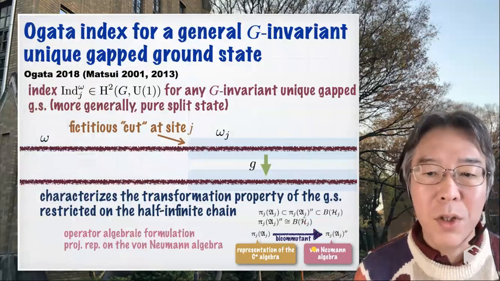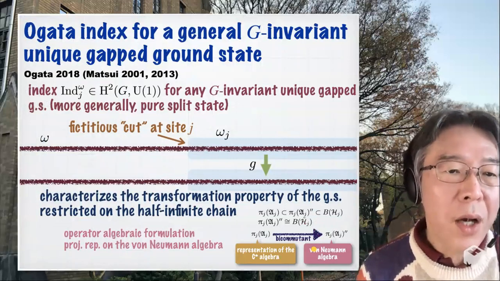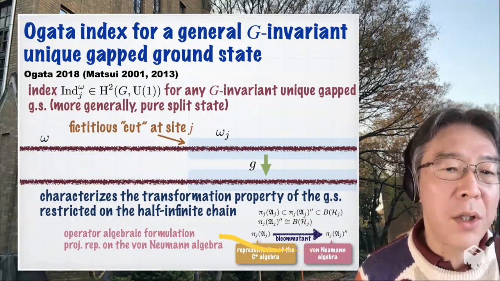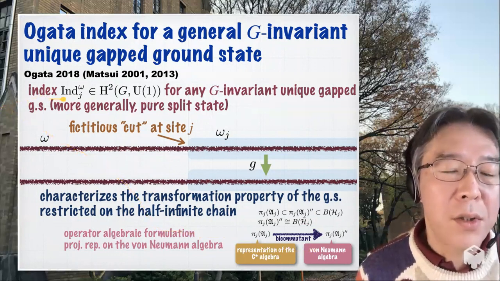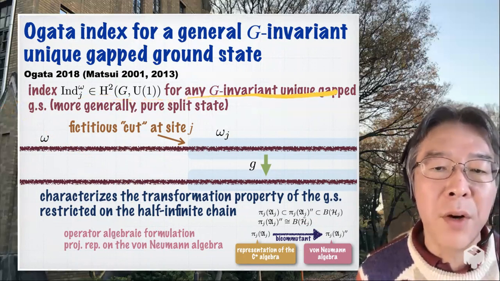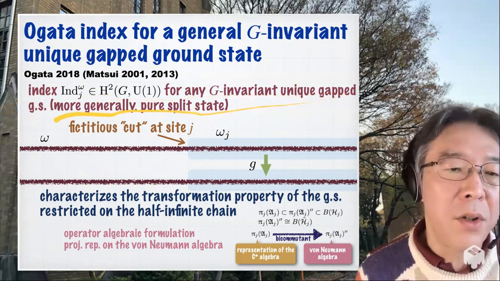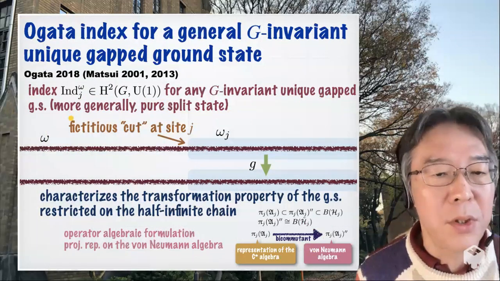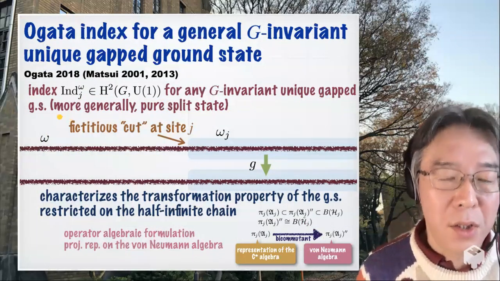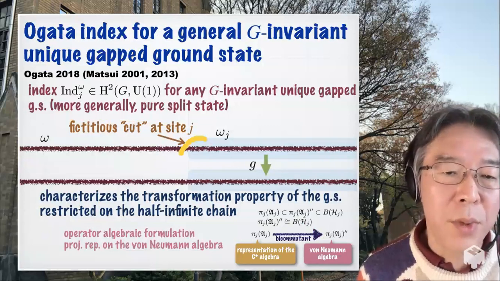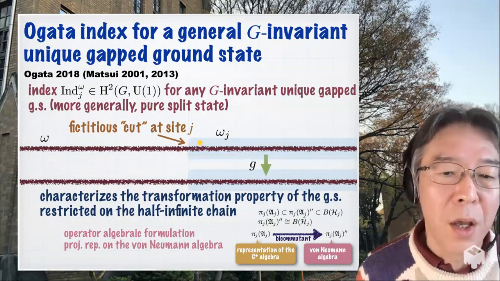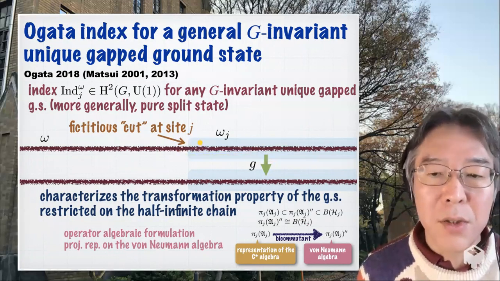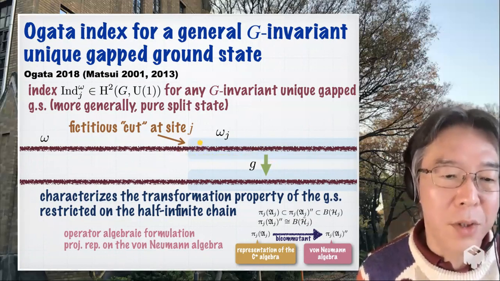But this was only for MPS. Now, in 2018, Ogata found that you can define an index which lives in the second group cohomology for any G-invariant unique gapped ground state. Actually, you can treat something called pure split state. But anyway, this describes what we want: the transformation property of the ground state restricted on this half infinite portion. And this is anyway what we want.